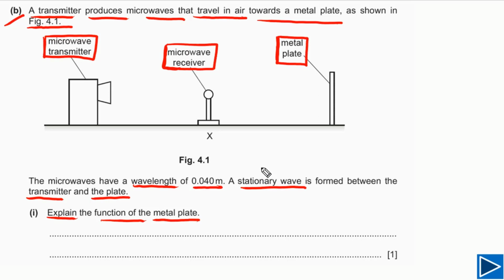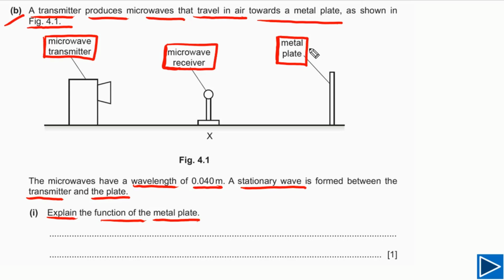First thing we need to understand is that a stationary wave is a resultant wave of two waves. If there is only one wave, there will be no stationary wave. So it means we need two waves. It means we need one incident wave and one reflected wave. So when those two waves meet, they will form a stationary wave.